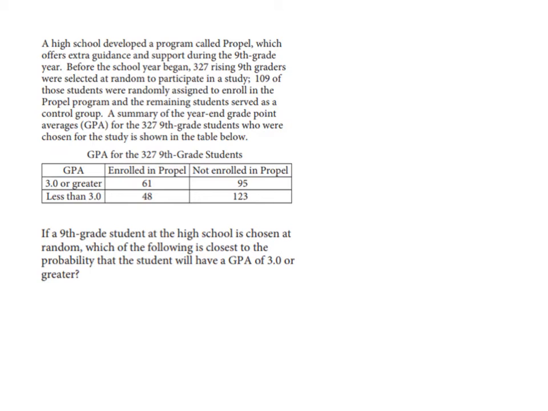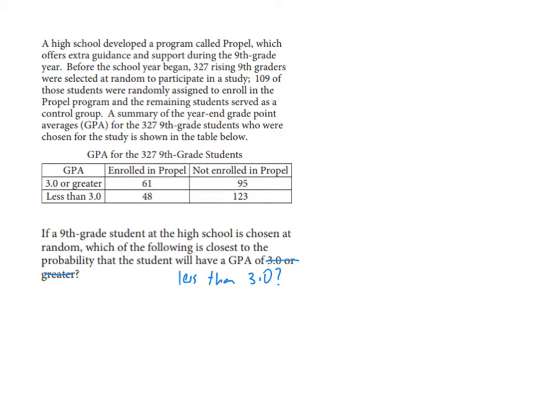I'm going to change the very last part of this question to, instead of saying a GPA of 3.0 or greater, a GPA of less than 3.0. So in this particular case, I'm trying to figure out what the probability is that we choose a student at random that has a GPA of less than 3.0.